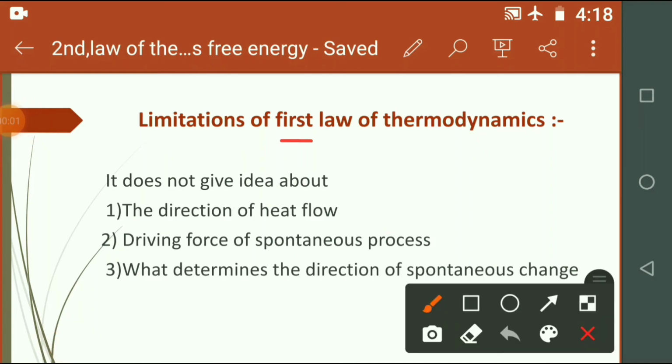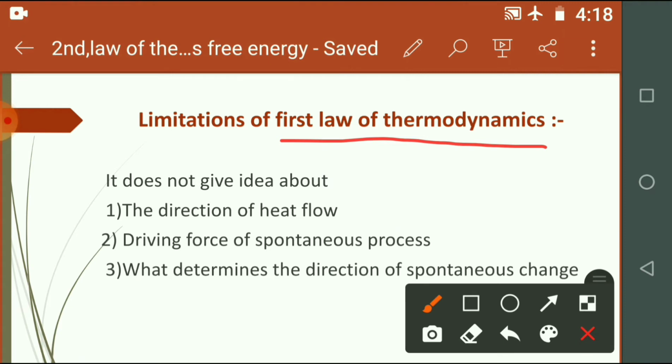Hello students, we have learned the first law of thermodynamics. It states that energy can neither be created nor be destroyed. However, one form of energy can be converted into another form, like mechanical energy can be converted into heat energy. Heat energy can also be converted into mechanical energy or electrical energy, etc.